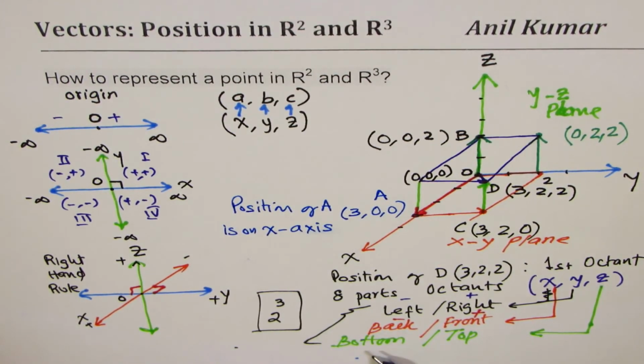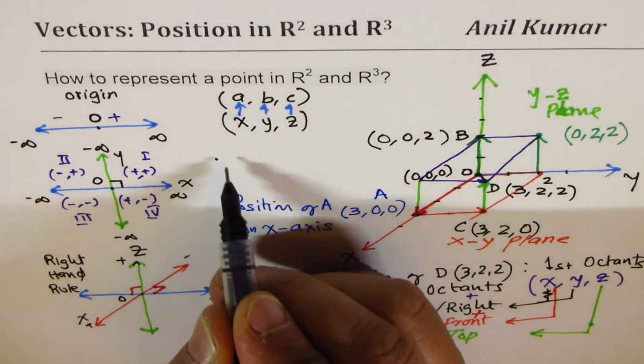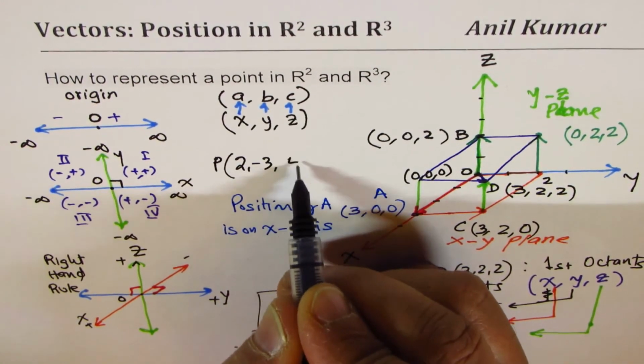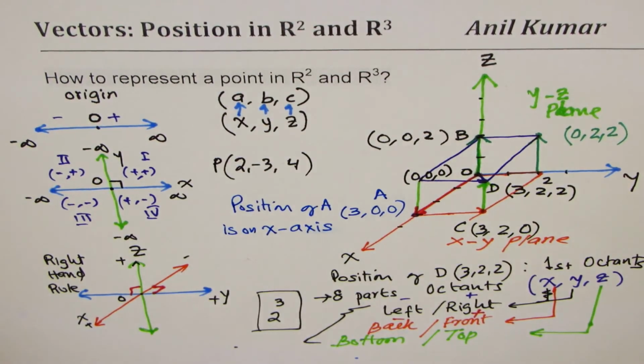You could have bottom, back, left. You could have left, front, top, left, front, bottom, like this. That gives 2 to the power of 3, which is 8 combinations. Does that make sense? So any point in this space could be described with the help of octants. Let's say point P is (2, -3, 4). In which octant will it be?